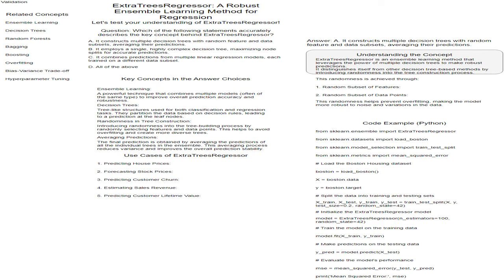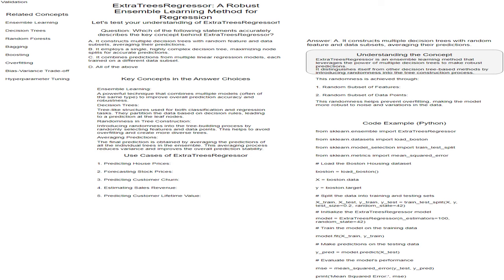Decision trees are tree-like structures used in machine learning for both classification and regression tasks. They partition the data based on decision rules, leading to a prediction at the leaf nodes. Each internal node represents a feature, and each branch represents a decision rule based on the value of that feature. Decision trees are easy to understand and interpret, making them popular for decision-making processes.